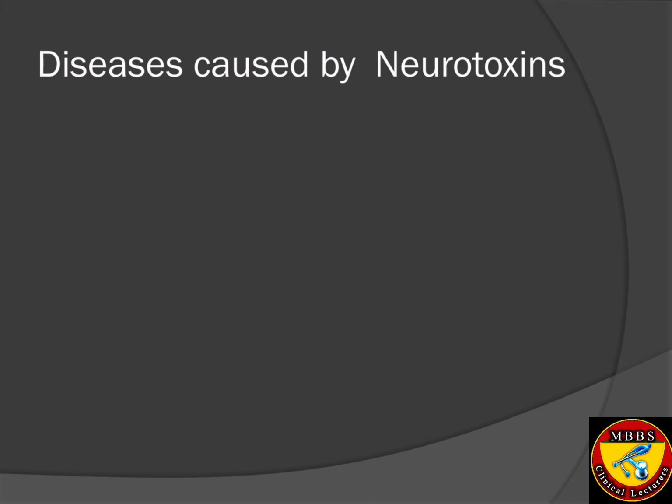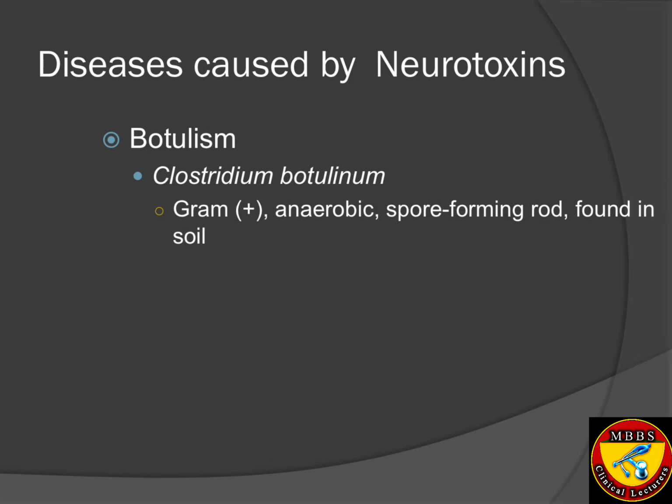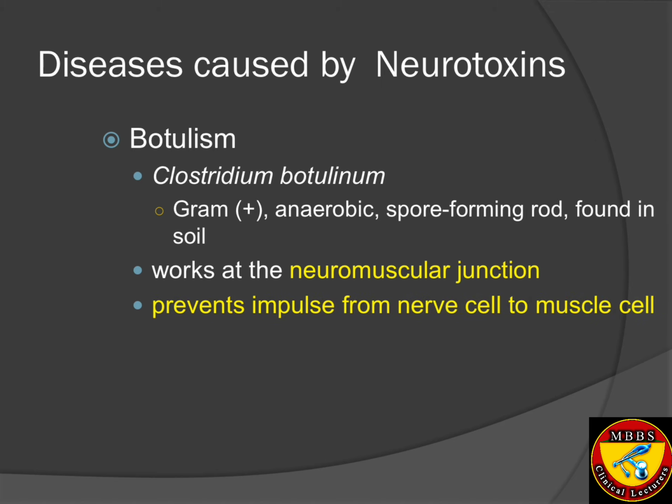Now, the diseases caused by neurotoxins are botulism, which is caused by Clostridium botulinum, a gram-positive anaerobic spore-forming rod which is found in the soil. It acts at the neuromuscular junction, leading to impulse blockage from nerve cell to muscle cell, and it results in muscle paralysis.